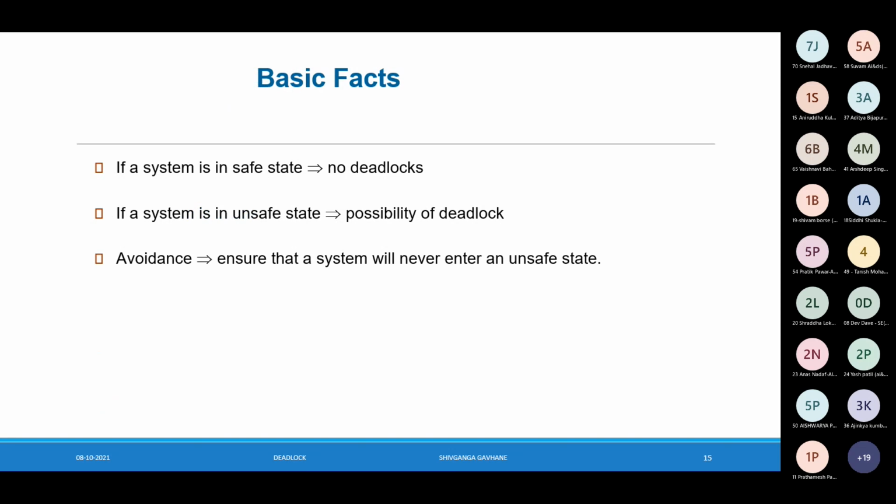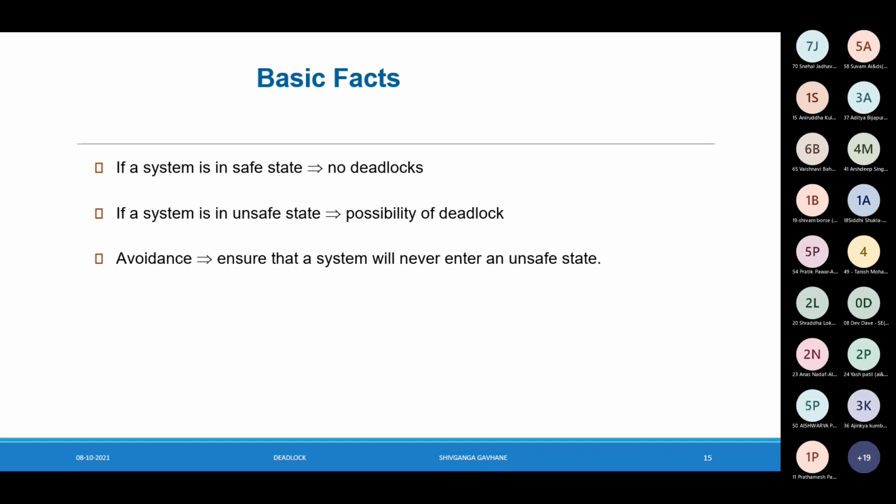Okay. So now what are the facts about the safe state? If we say the system is in a safe state, then we can guarantee that there will never be a deadlock. If the system is in an unsafe state, then there is a possibility of deadlock, but we cannot say there will definitely be a deadlock. So what this avoidance algorithm will do is ensure that the system will never enter into the unsafe state. That means there will be no possibility of deadlock if I apply the algorithm for avoidance of deadlock.